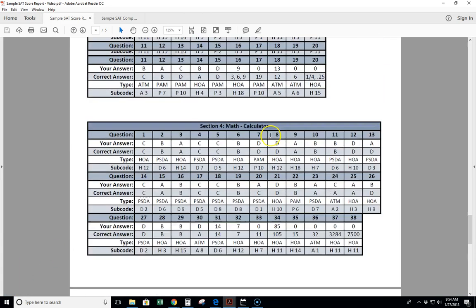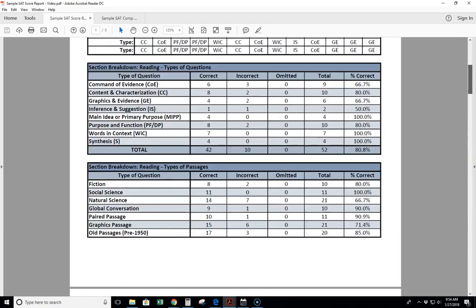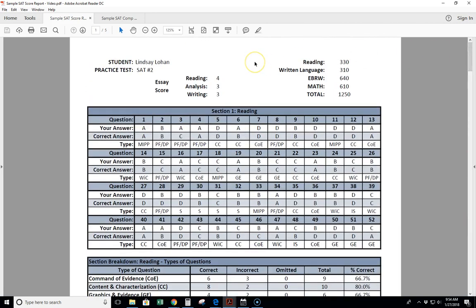Okay, so this is the overall sample student A SAT score report. You can see that we had Lindsay Lohan in our class, so I figured all of y'all would get a kick out of that.